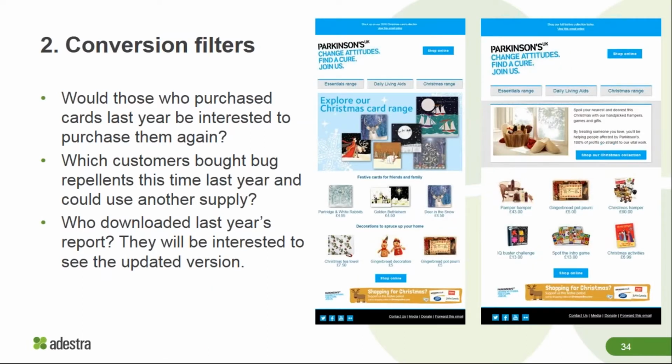And so, just to give you an example, this one's from Parkinson's. What can be easier than doing something like this? There are 2 emails that look relatively similar, but they have simple tweaks to see whether people who purchased cards would want to purchase them again, or people who purchased higher value products would be interested in seeing the new range. And this actually, as simple as it looks, led to a record online sales day for Parkinson's.